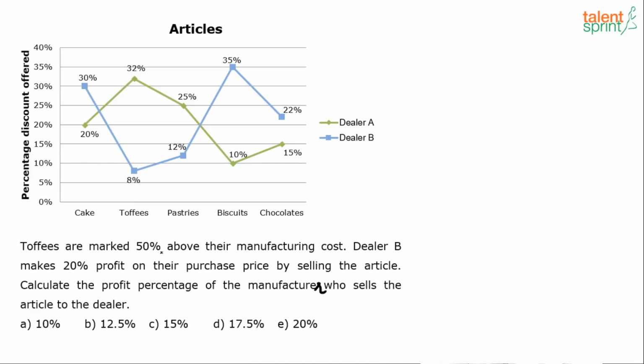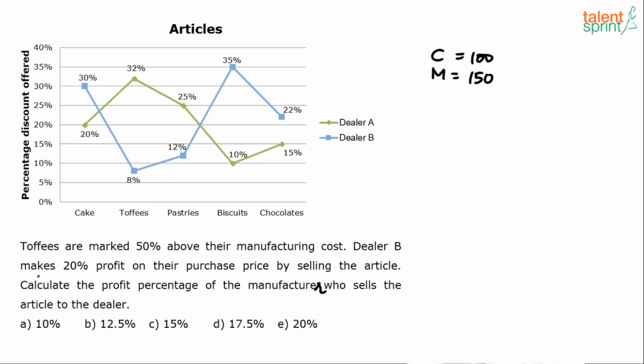Toffees are marked 50% above their manufacturing cost. Manufacturing cost is nothing but the cost price, right? So cost price, let's say, is 100. Marked price is 150. Done. No brainer, right? This part is done. Toffees are marked 50% above the manufacturing cost.